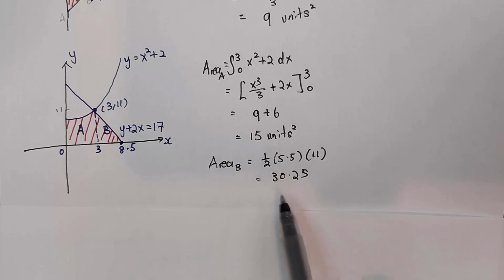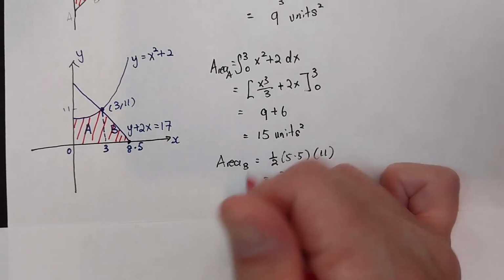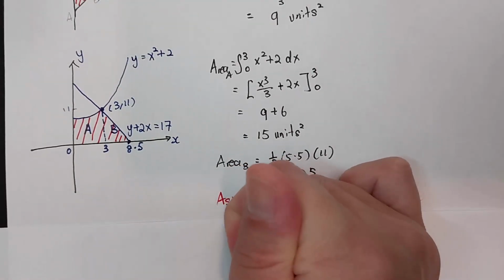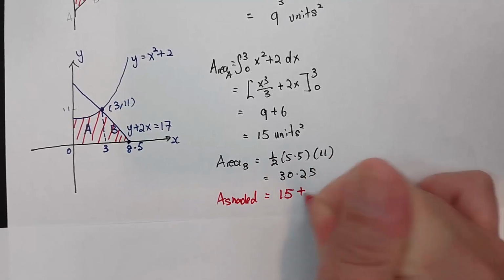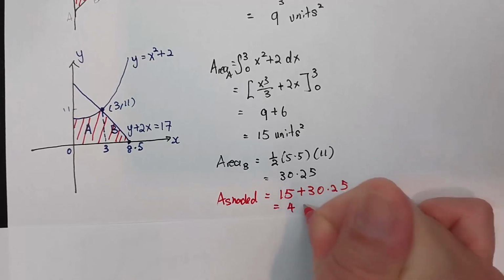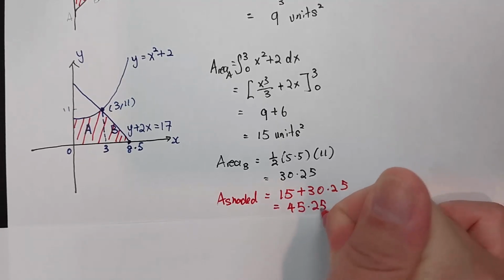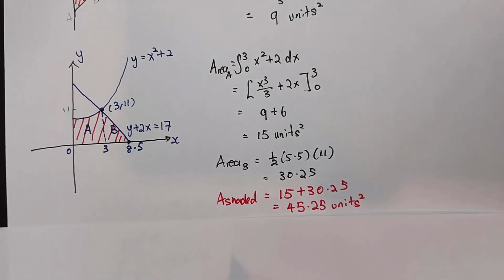So to find the whole red shaded region here, all we need to do is use the area of A and we add to the area of B. So the area of the shaded region will be equal to 15 plus 30.25, and that will give us 45.25 square units.